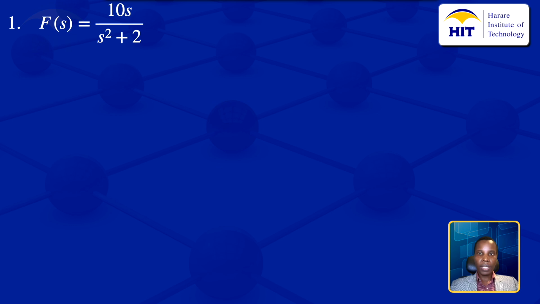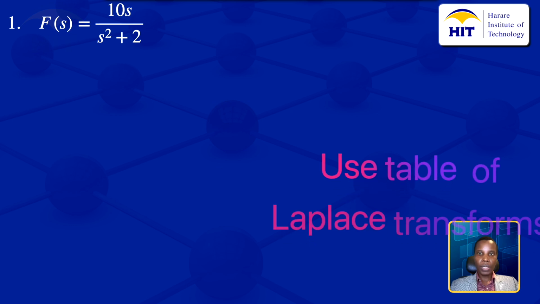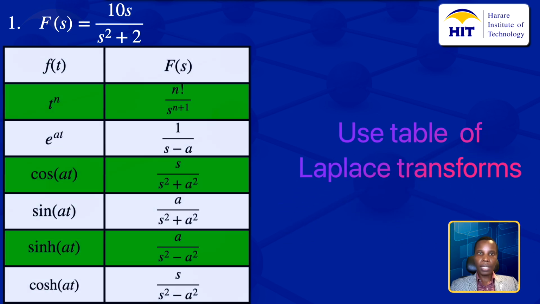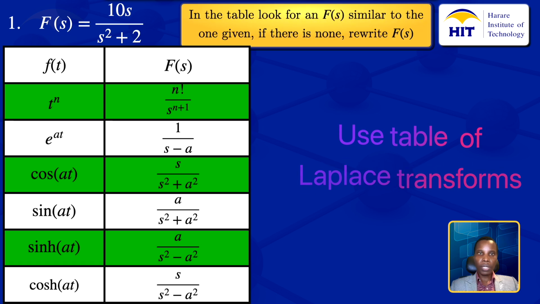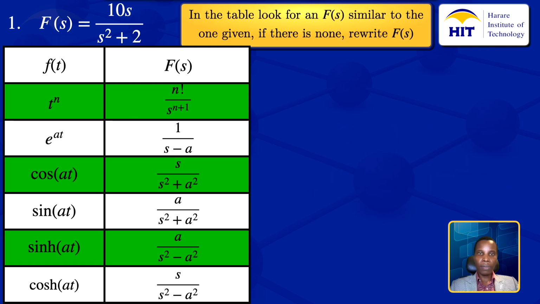To find this inverse Laplace transform, I am going to use the table of Laplace transforms. What we do is look for an F(s) which is similar to the one that is given. If there is none, then we try to rewrite that function. In this case, there is no function similar to the one given, but our function is almost closer to this one here. So we have to introduce an a squared.